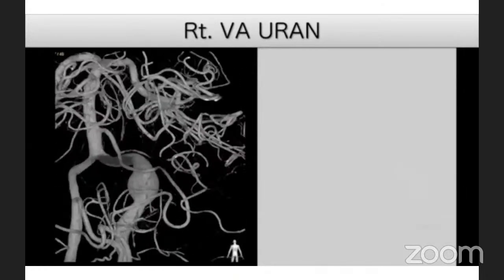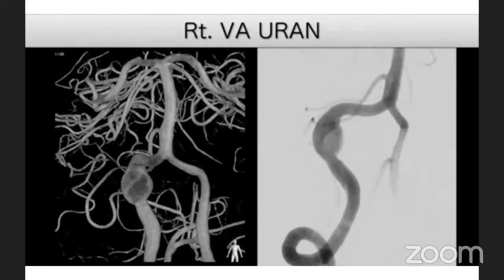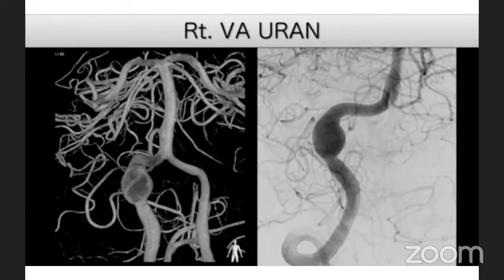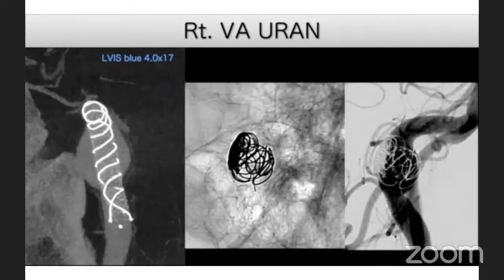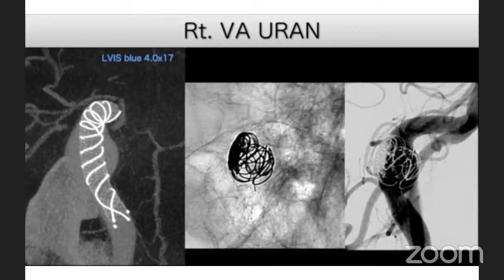This case is right vertebral artery unruptured fusiform aneurysm suffering from facial spasm due to mass effect of the aneurysm. I was afraid of worsening of facial spasm due to coil mass, so I did Elvis blue stenting with a small amount of coil embolization. Of course, flow diverter is a good option.